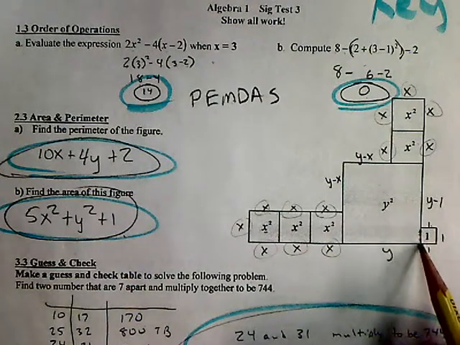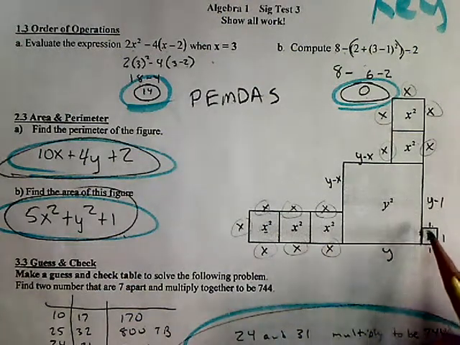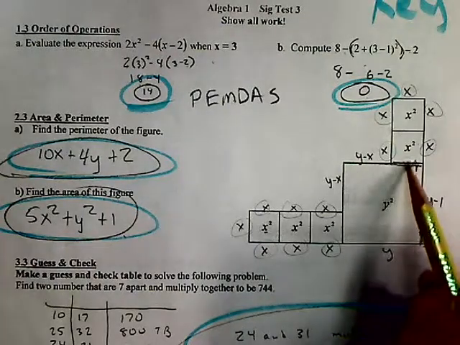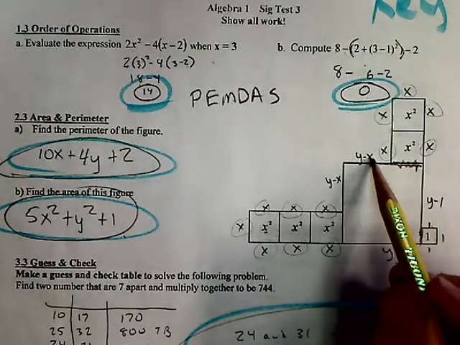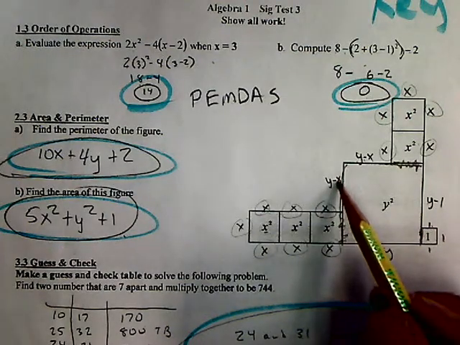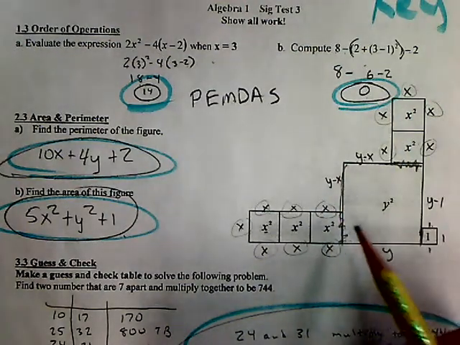But I had to subtract this 1 since this distance is 1. This distance is x, so I have y minus that x gives me y minus x. Y minus the x gives me y minus x. And I just combine the like terms.